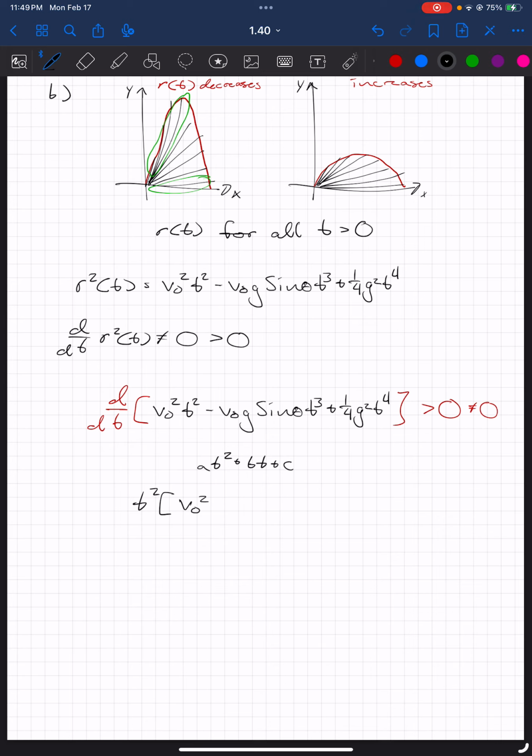So v naught squared without the t squared is our c, as you can see. And then we also have minus v naught g sine theta multiplied by t plus 1/4 g squared t squared. So with this, we have our a, b, and c. This is our a, this is our b without the t, and this is our c.